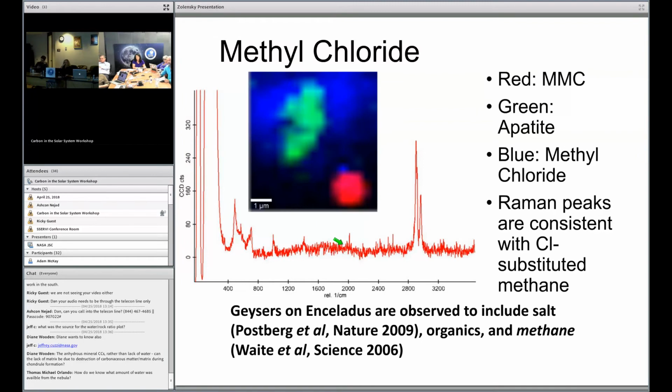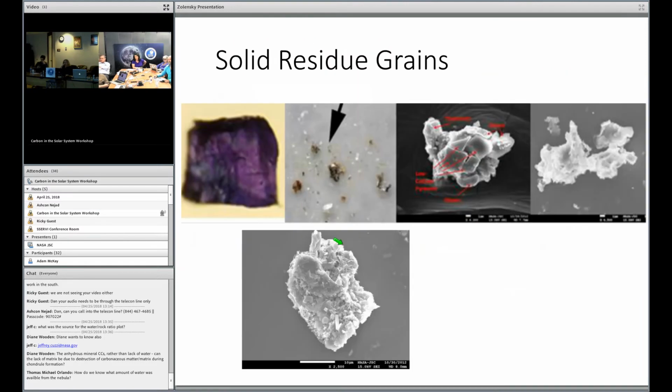The cool thing is that similar material was seen geysering out of Enceladus. The Cassini spacecraft passed through these geysers and detected some kind of salt, not necessarily halite, along with organics and methane. I think also silica grains as well. Very similar to what we're seeing in these halites. I'm going pretty fast.